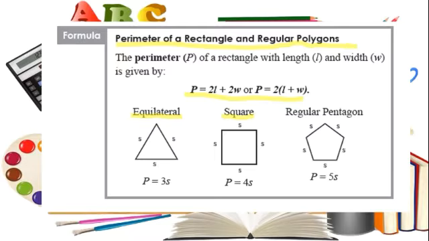Okay? Next, regular pentagon. When we say regular pentagon, all of their sides are equal. Pentagon is a kind of polygon having 5 sides, and regular pentagon man siya. So to get the perimeter, we have 5s or 5 times side. Ikalimaon nimo ang sides. Okay? So mao na ang 5s. Naka-follow? Very good.